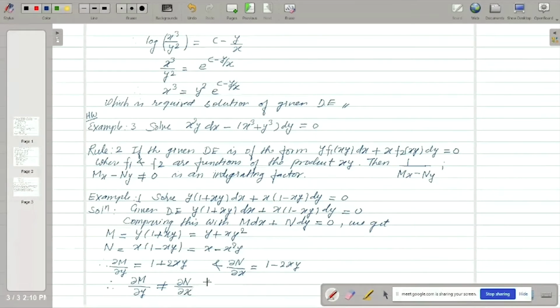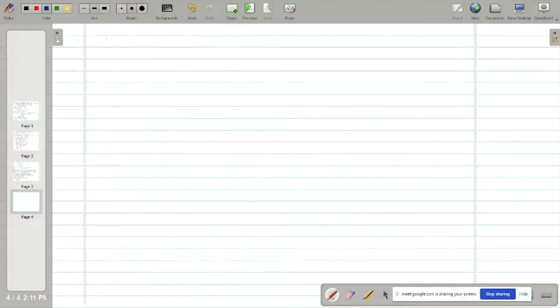Therefore the given differential equation is not exact. Let us go to the next page. Therefore the given differential equation is not exact. Then what do we have to do? We have to find the integrating factor. Why? Because we have to find the solution of the given differential equation. So we find the integrating factor by using rule number 2.